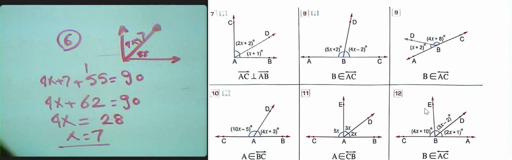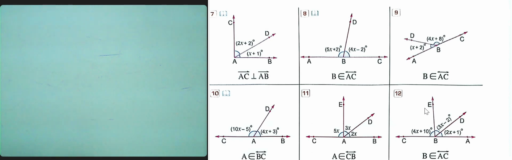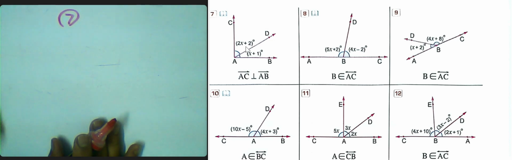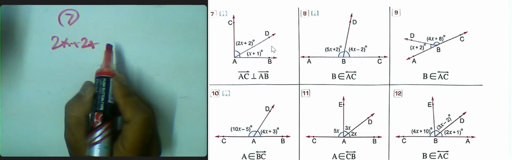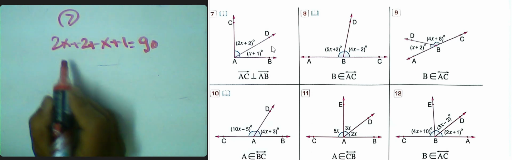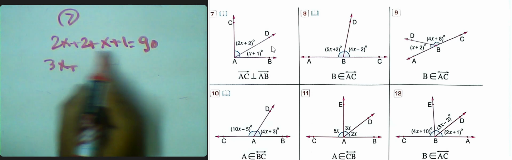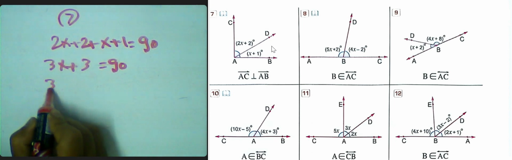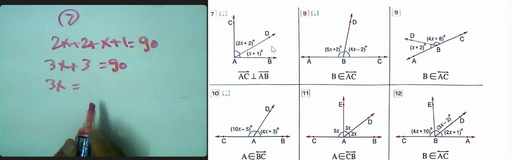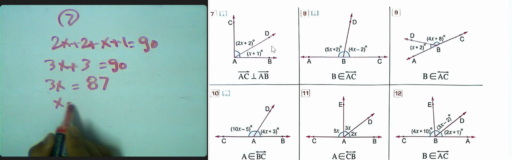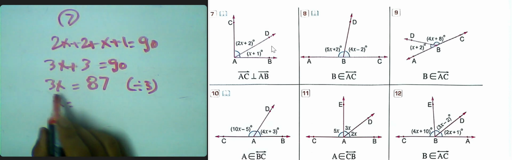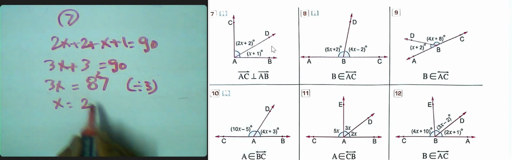Next example, question number 7. We have AC perpendicular to AB. Then the sum of two angles will be 90 degrees. 2x plus 2 plus x plus 1 equals 90. 2x plus x will be 3x, and 2 plus 1 equals 3. Then 3x equals 90 subtract 3. It will be 87. Then x equals 87 divided by 3, which equals 29.